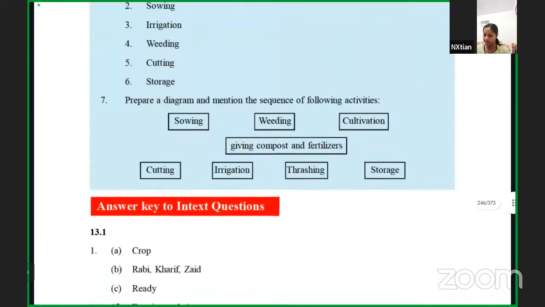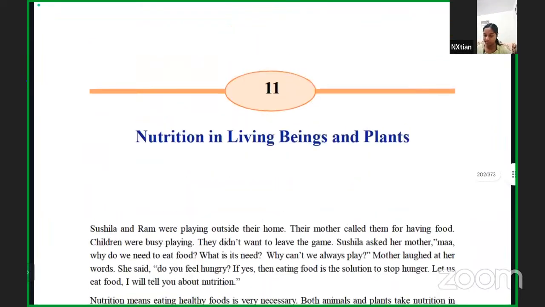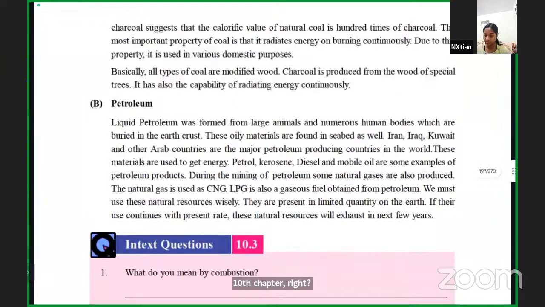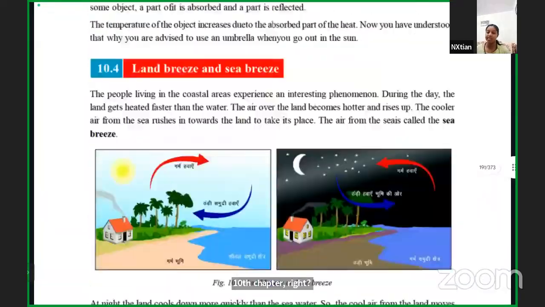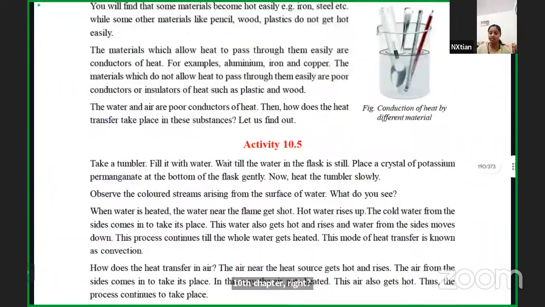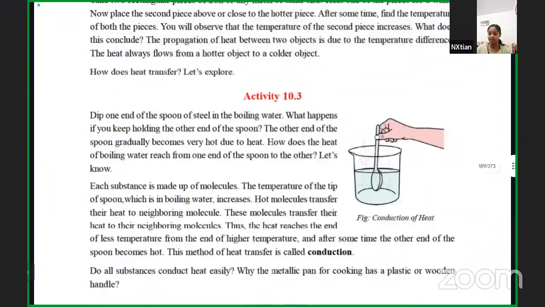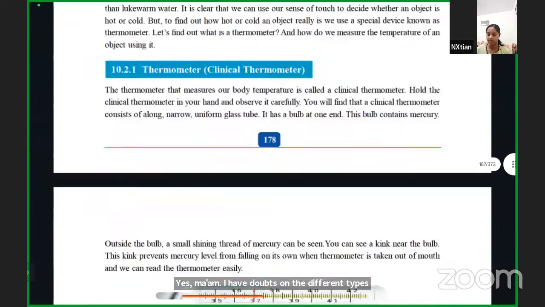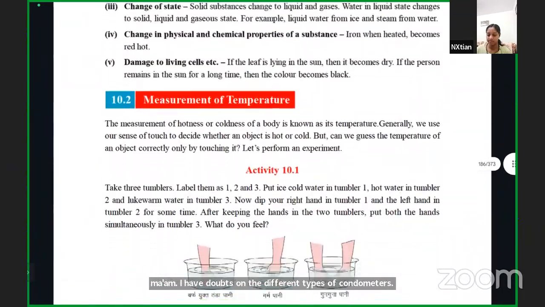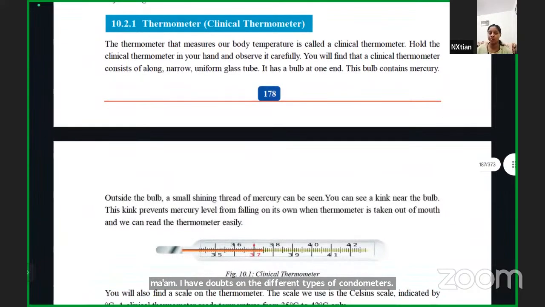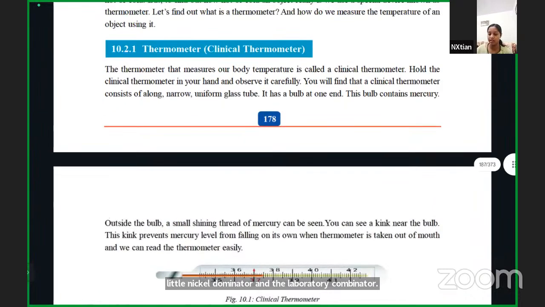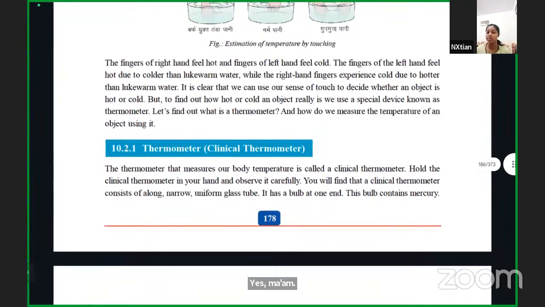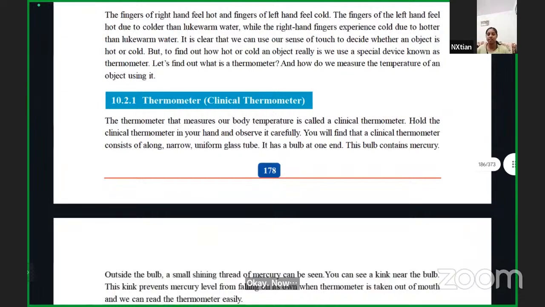Tenth chapter, right? Yes, ma'am. What's the doubt from the tenth chapter? I have doubts in the different types of thermometers, the clinical thermometer and the laboratory thermometer. Okay, you want me to explain this part once again? Yes, ma'am. Okay. Now, a thermometer is a small device that's used to measure temperature.